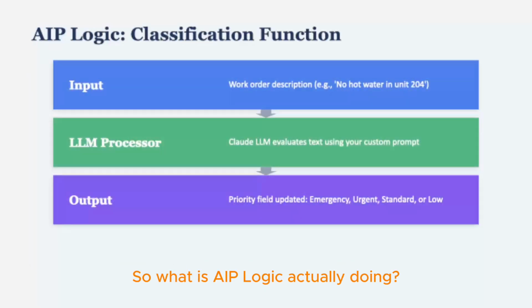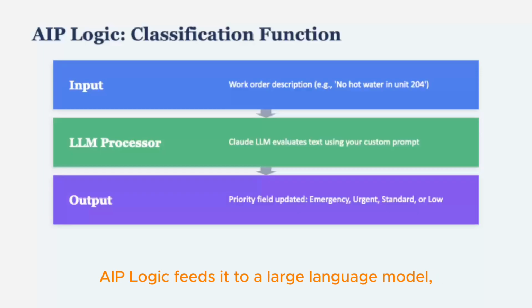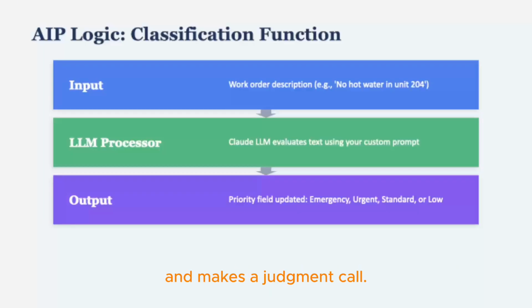So what is AIP Logic actually doing? Your tenant writes something like, "No hot water in Unit 204," that's just unstructured text. AIP Logic feeds it to a large language model, and out comes a structured answer: Emergency, urgent, standard, or low. The LLM reads your custom prompt plus the tenant's description and makes a judgment call.